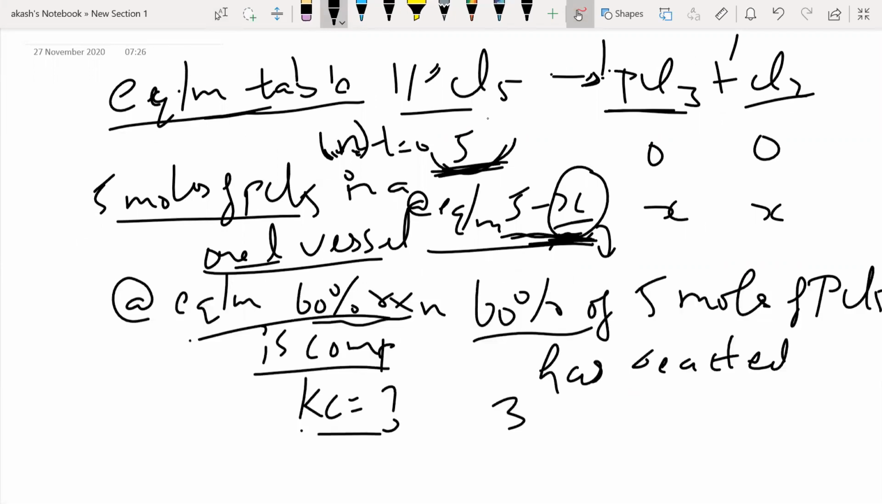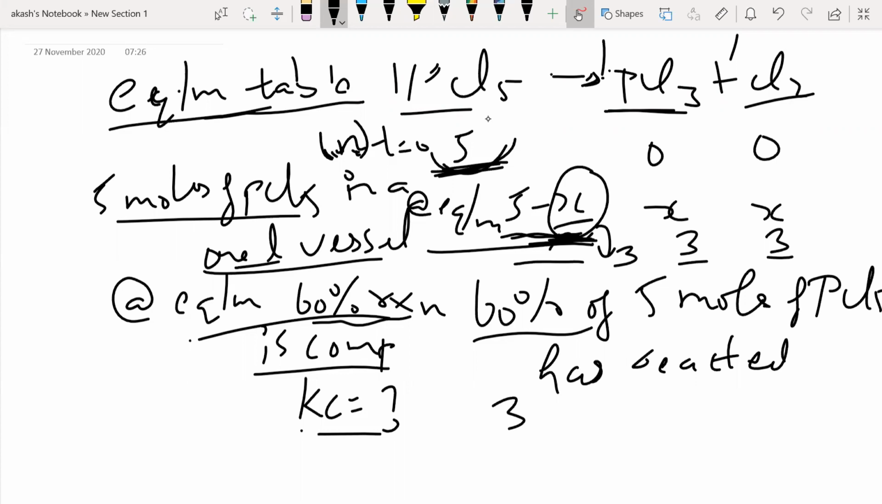Right? So this X is basically going to be 3. Now if this X is 3, obviously this X is also 3 and this X is also 3. Done. Right? So now what do I have to find? They have to find the Kc value. So these are the number of moles: 5 minus 3, 3 and 3 are the number of moles, right?